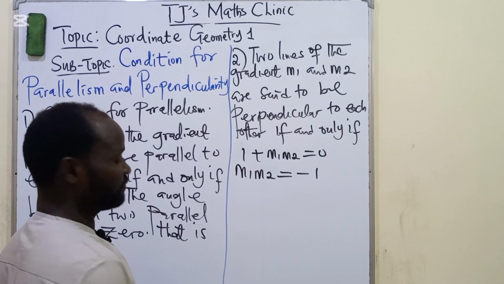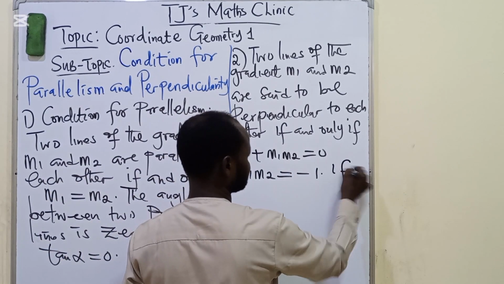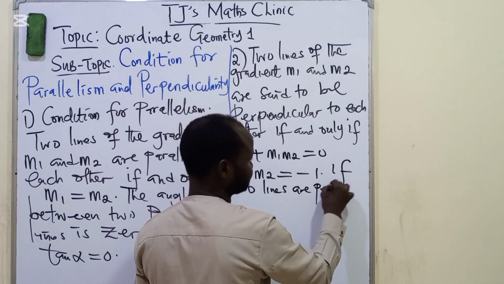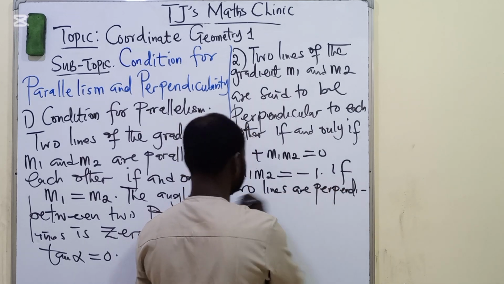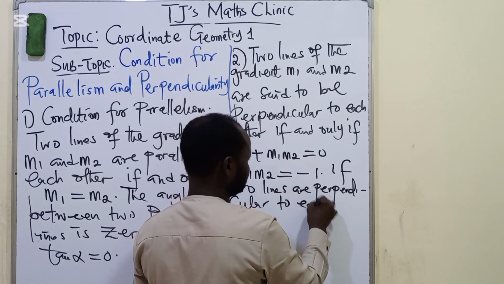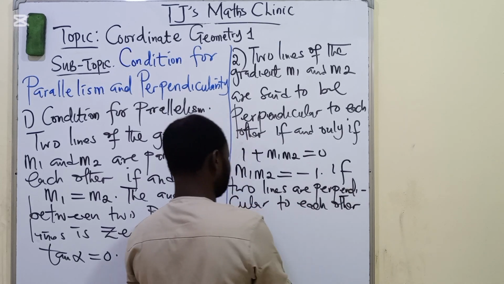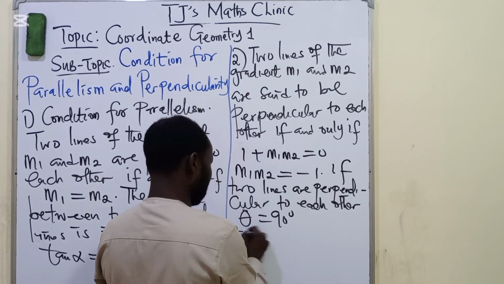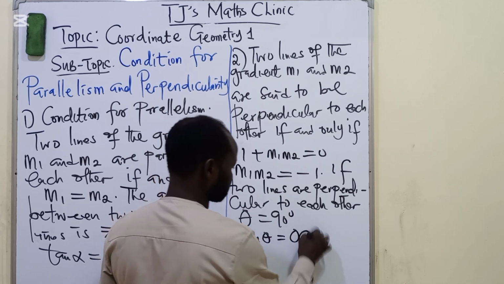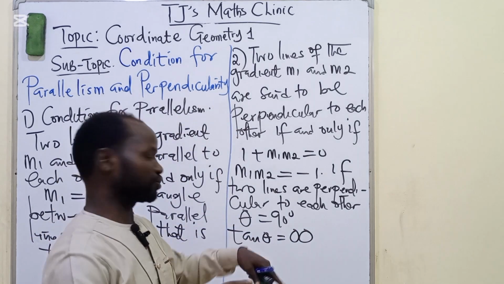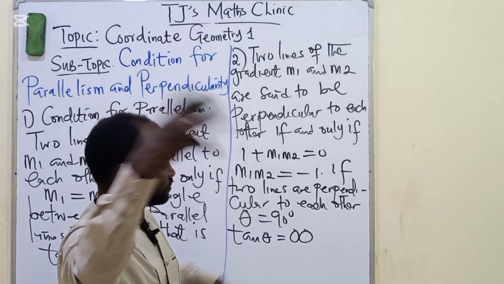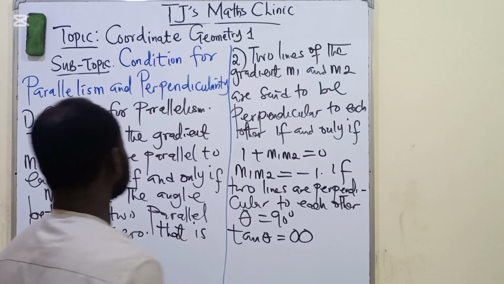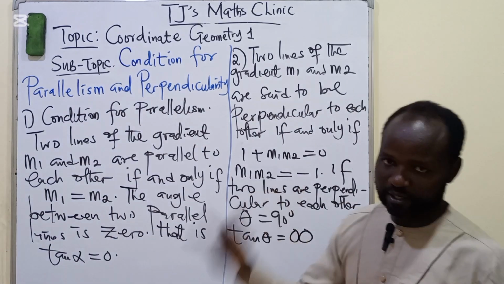If two lines are perpendicular to each other, it means the angle theta between them is 90 degrees. Very important. That is, tan theta has to be up to infinity. If you press tan 90 degrees, it will show you a math error, meaning tan theta must be up to infinity. Very important concept. So, this is the concept of condition for parallelism and perpendicularity.